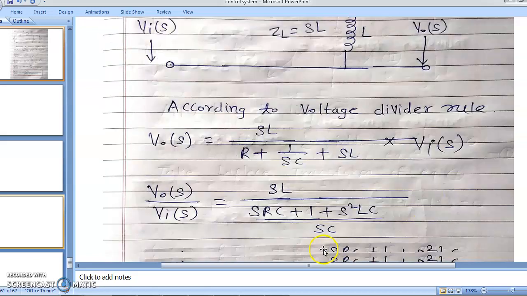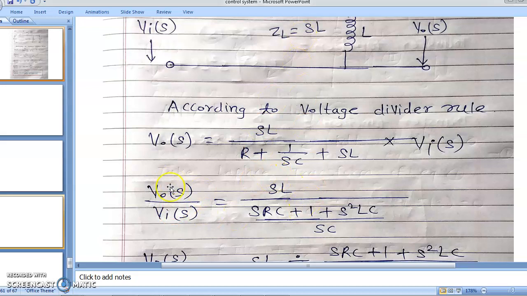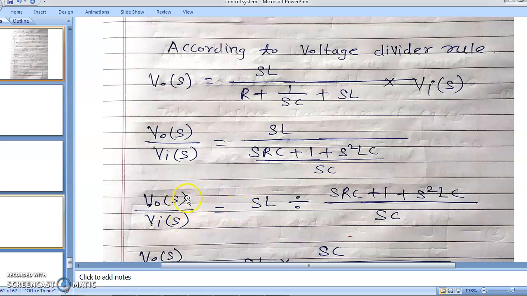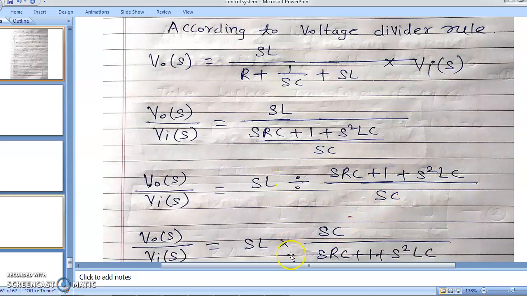So ZR is R, ZC is 1 upon SC, plus ZL, that is SL, into VIS, the input voltage in the S domain. By putting these values, we get the transfer function VOUT upon VIS equal to SL divided by the denominator, which we make the same term: SRC plus 1 plus S square LC divided by SC. We are taking this ratio of output voltage in the S domain divided by input voltage in the S domain, because we are finding a transfer function. Then the transfer function VOUT upon VIS is equal to SL divided by this term, converted into multiplication.